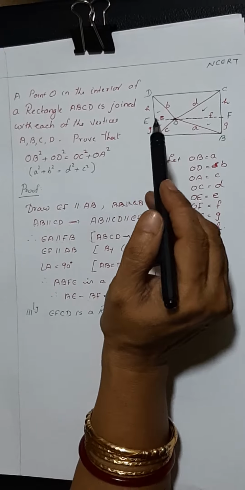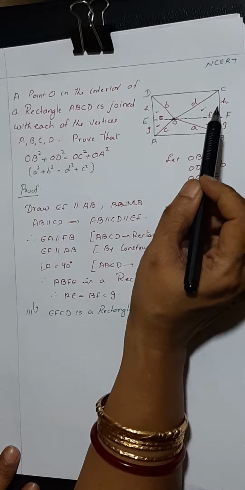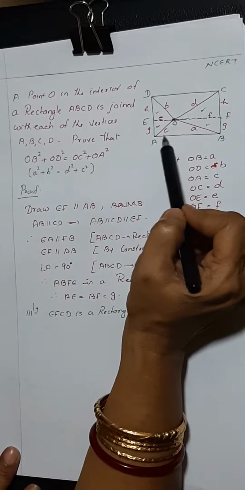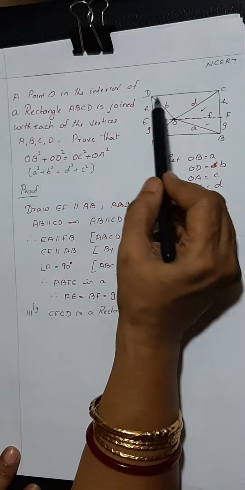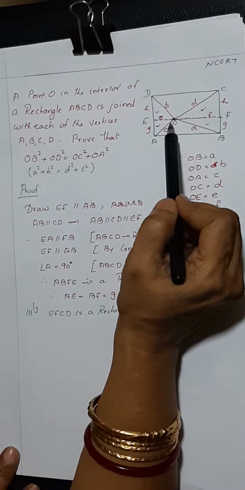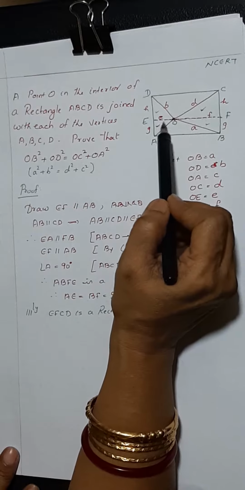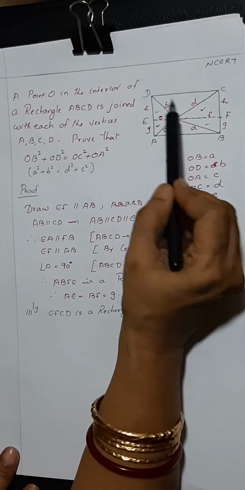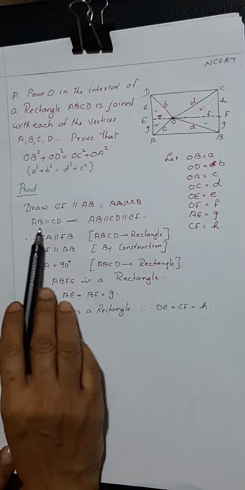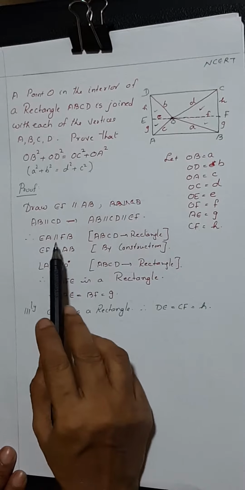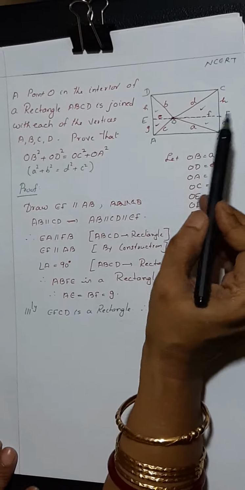Now construction is draw EF parallel to AB. So automatically it will be parallel to CD because ABCD is a rectangle. So AB is parallel to CD. Now EF, you are drawing through O. A line EF passing through the point O parallel to AB. Therefore all the three lines are parallel. AB parallel to CD parallel to EF.